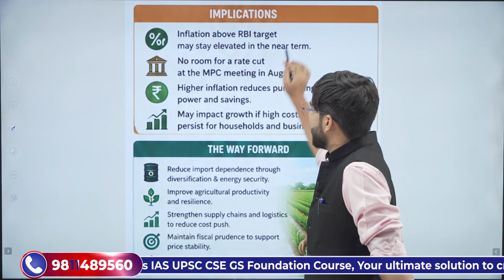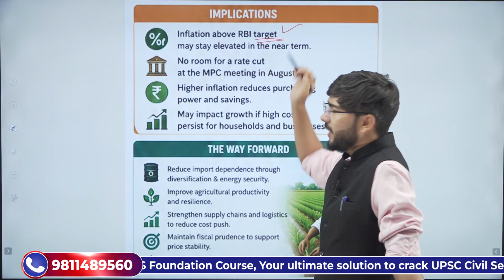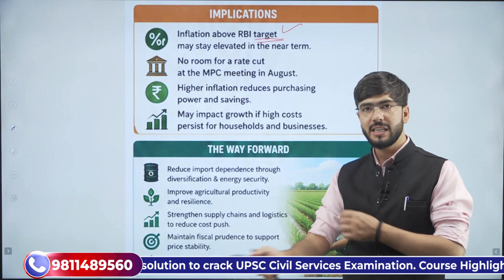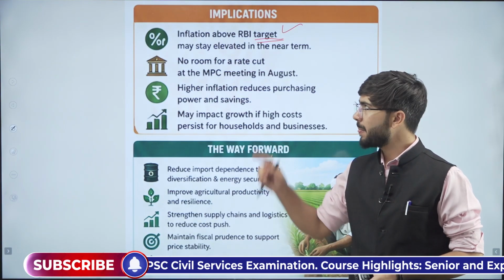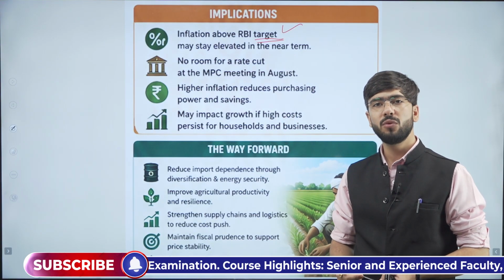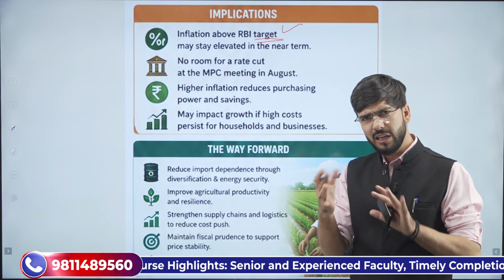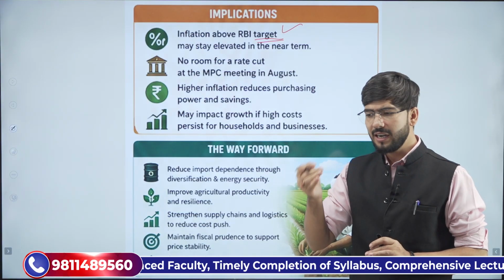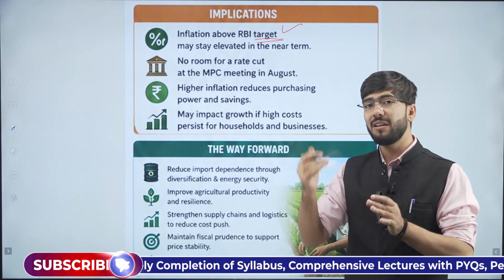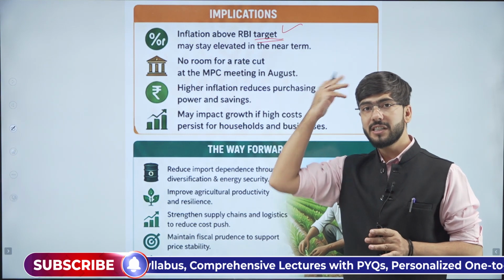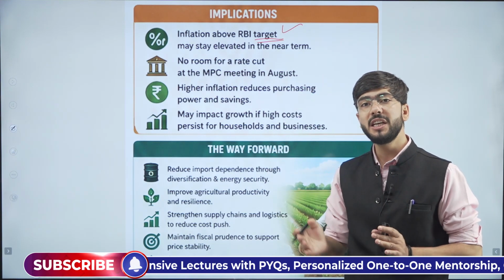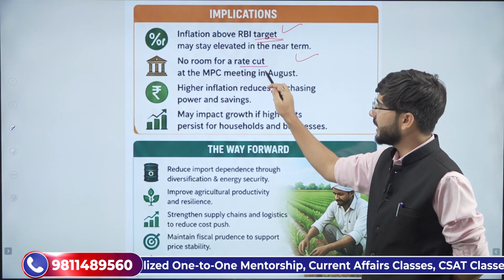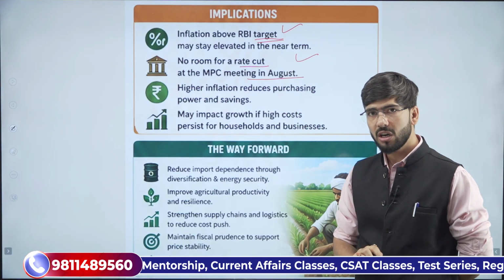First is that inflation stays above the target, which in January 2026 was 2.75%, but currently it is 4.4%, which is somehow okay, but it should not go beyond 6%, and if it goes beyond 6%, it should not stay there for more than 2 quarters, and if it stays, then it may cause major problems for India's market. No room for a rate cut at the MPC meeting in August also.